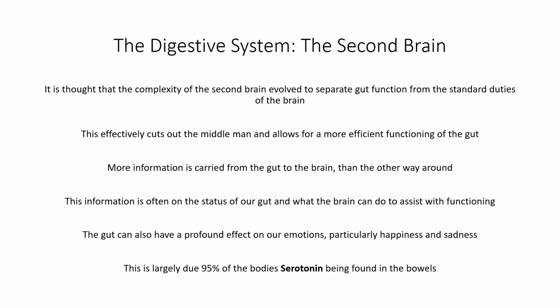The gut, as mentioned, has a profound effect on our emotions, particularly happiness and sadness. And as I said, this is to do with serotonin, which is essentially the happiness hormone. 95% of the body's serotonin is found in the bowels. So that shows you the level at which the gut and the bacteria in the gut and the enteric nervous system has an effect on our mood and the importance of it within the digestive system.